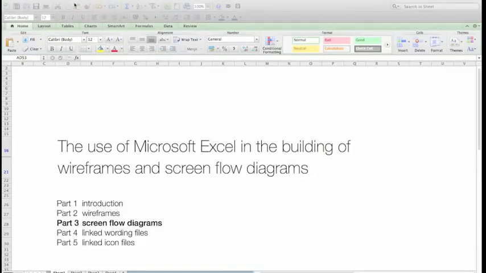Hello and welcome to part 3 of the use of Microsoft Excel in the building of wireframes and screenflow diagrams. Let's turn to the sheet where I was building the wireframes.